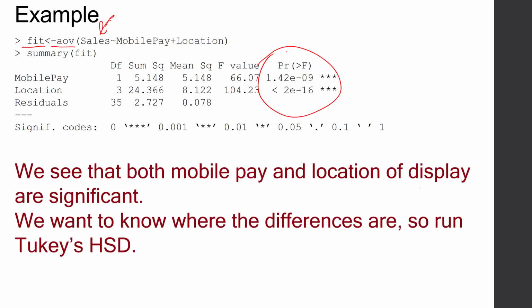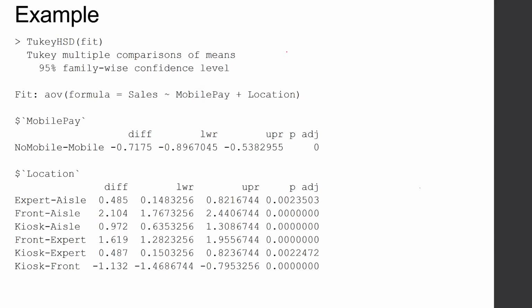So we're going to run a Tukey's HSD again. Just the same way we did in one-way ANOVA, we use Tukey HSD of our fitted model. And it's going to spit out comparisons for the mobile pay variable and also the location variable. So it's telling us that no mobile minus mobile has a difference of negative 0.7175. It gives us a confidence interval for that, and it tells us that it's highly significant because our p-value is essentially 0. Same with location.